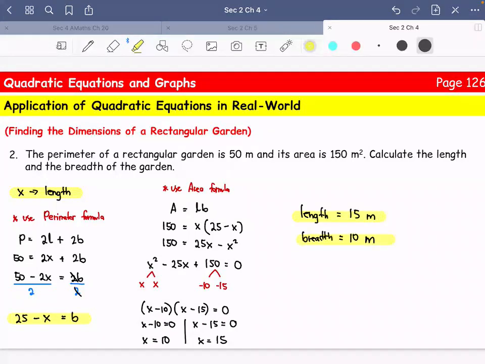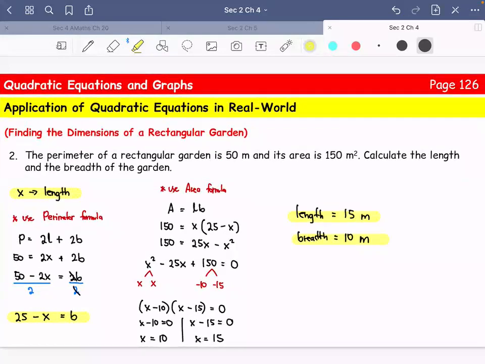So do you have any question, class, with this word problem? Sec 2, do you have any question? Anyone? Tristan. Yeah, the area. Yeah, this one. Okay, no question.